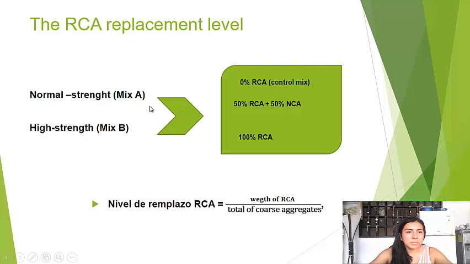In this investigation two mixes are used: mix A, normal strength, and mix B, high strength. The control has no replaced aggregate, then 50% recycled aggregate concrete plus 50% natural aggregate, and another with 100% recycled aggregate concrete. The replacement level is defined as the ratio between the weight of recycled aggregate concrete and the total coarse aggregate.